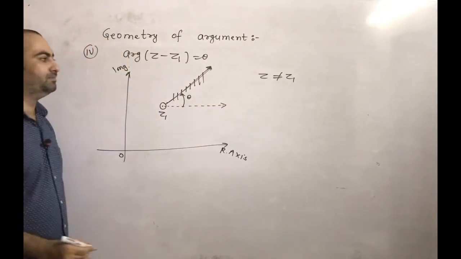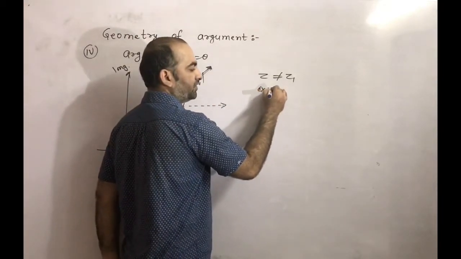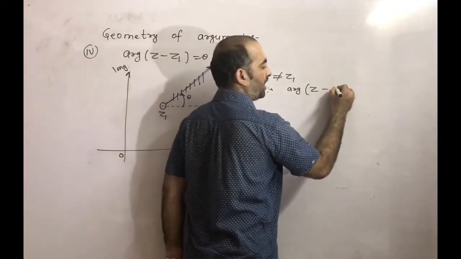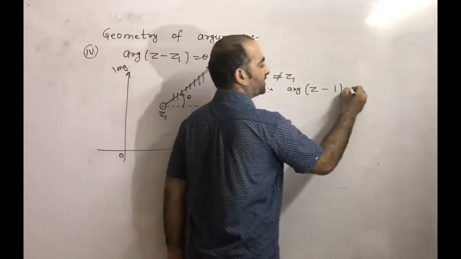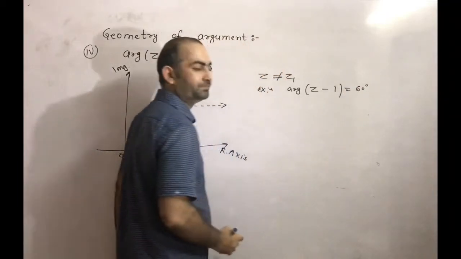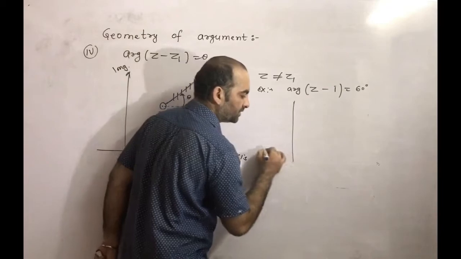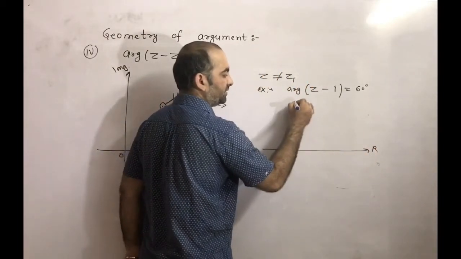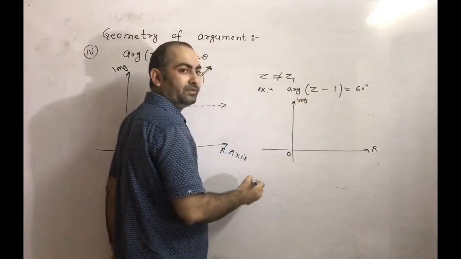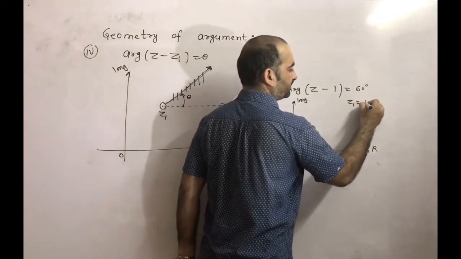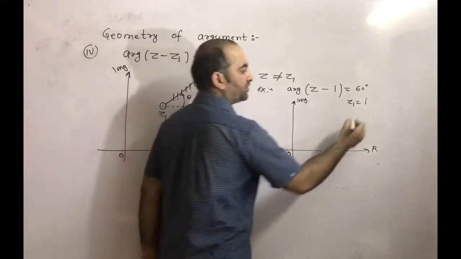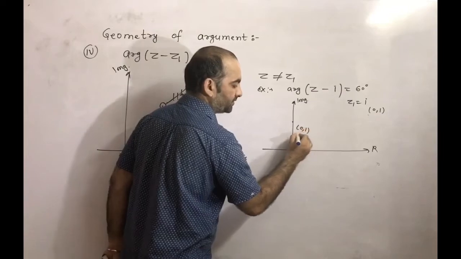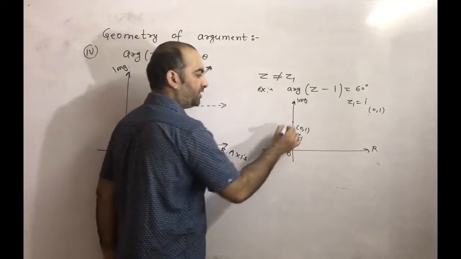For example, if I give the argument of z minus i equal to 60 degrees. First you will take a complex plane, this one is the real axis, this one is the origin, and this one is the imaginary axis. From here we can say that z1 is i. This is nothing but (0, 1). So (0, 1) will be here. This is z1. This point is not included.